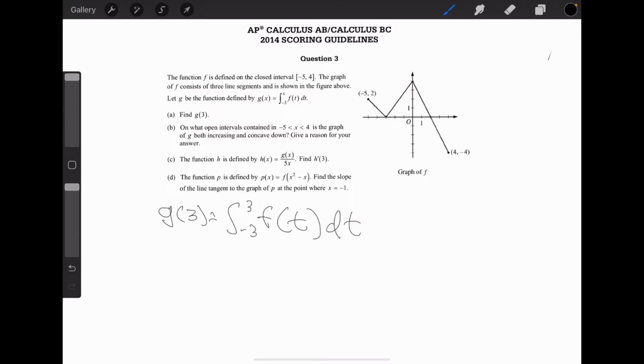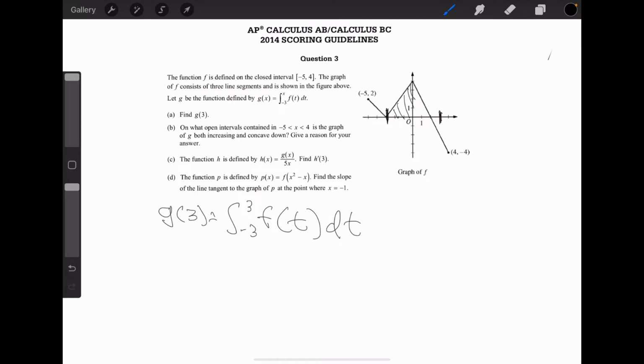Okay, so now what does this mean? Well, an integral is essentially the area under this function. So we can mark -3 and 3 here, and that is where we're finding the area. So how do we find the area of this? Well, we know that there are parts of this function that consist of triangles. So let's get started. The first triangle here is this part.